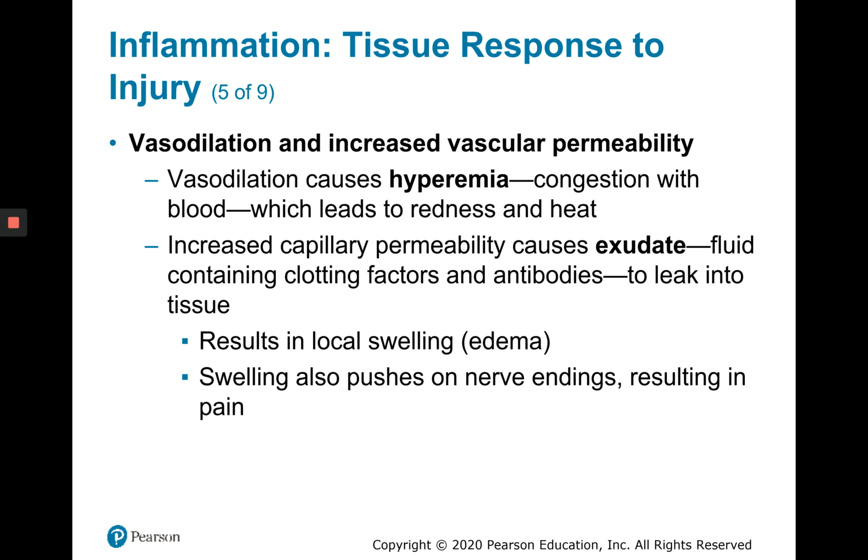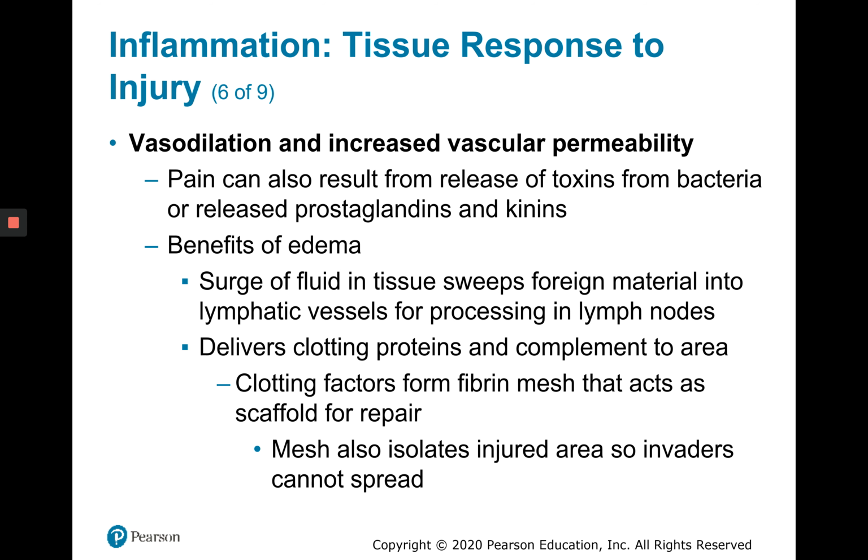So that's how our chemical alarm system, our release of these chemicals that cause vasodilation, increased vascular permeability, and eventually leukocytosis can lead to redness, heat, swelling, and pain, the 4 cardinal signs of acute inflammation. Pain may also result from the release of toxins from bacteria, but that's only if a pathogen is involved. We may see that prostaglandins and kinins have a small role in this pain development.